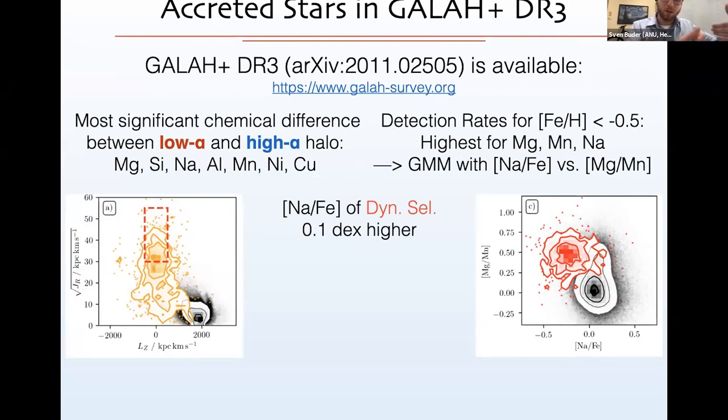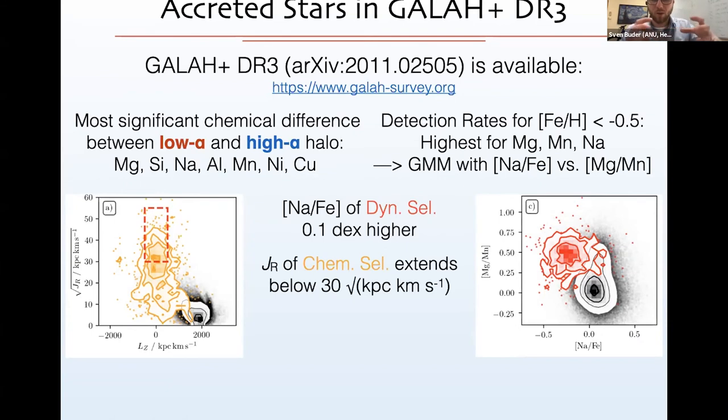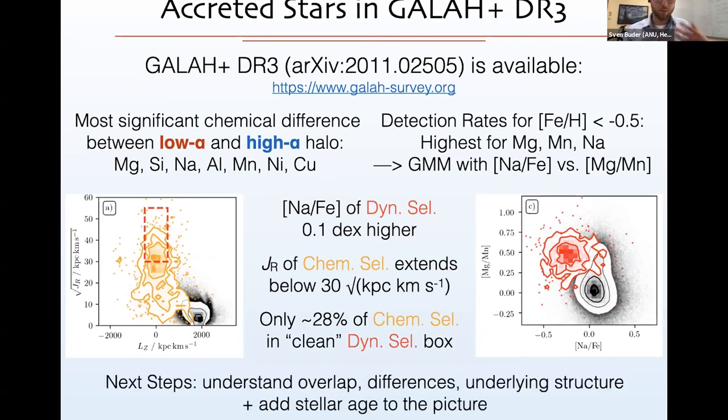But looking at the dynamical information, what we saw was that the chemical selection especially extends much below what we would find in the clean dynamical selection box. So only 28% of our chemical selection are within the clean dynamical selection box. And the next steps that will be important are to understand the overlap, the differences, and the underlying structure. And I'm not showing it yet, but we already have stellar age estimates, and we're going to add these to the picture. Thank you.